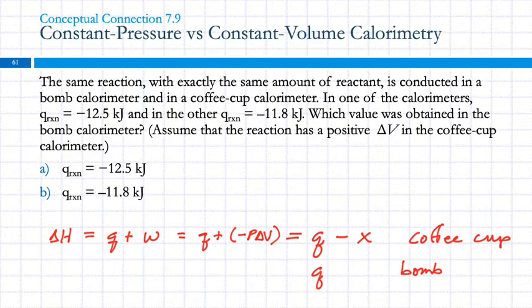Which one's going to be bigger? The one that has nothing added or subtracted, or the one that has something subtracted from it? This one has to be bigger, right? The bomb calorimeter one.